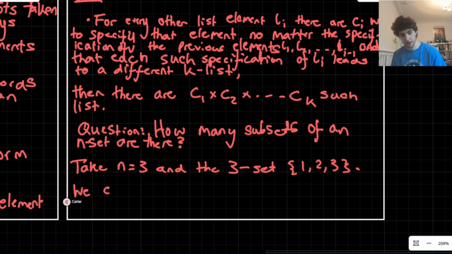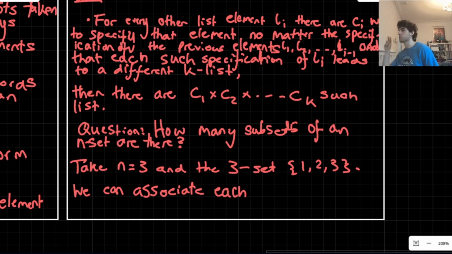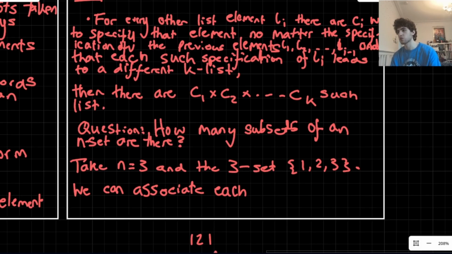So what we say is that we can associate each subset with a 3-digit binary number. If you don't know about binary numbers, they're just numbers in base 2. Decimal, the numbers you're used to, is base 10. For example, the number 121 is 1 times 10 squared, add 2 times 10, plus 1. But in base 2, we only have 2 digits, 1 and 0.